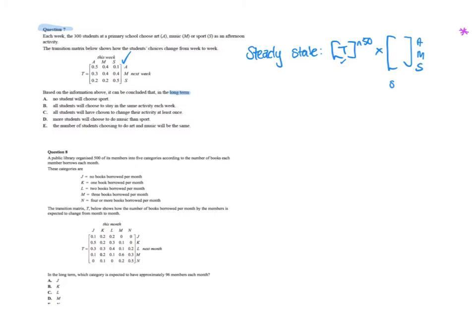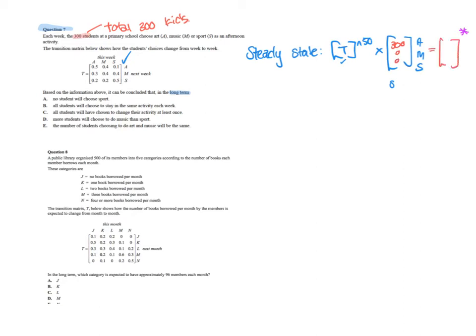Now we don't know what it is in the beginning, we haven't been told, but we do know that there's a total here of 300 kids. I'm going to show you it doesn't matter what you do, you'll still end up in the same spot. So if I put 300 here and 0 there and did this, I'll get an answer.